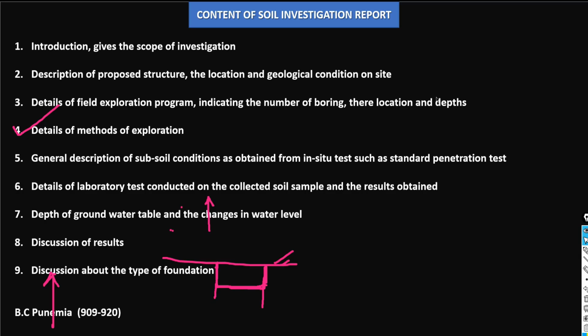Then the methods they are going to implement for knowing the properties of the soil: whether they are going to perform just field investigation, or laboratory testing as well. All the methods of exploration will be given. After performing the tests, they will give the final report: the properties of the soil and the bearing capacities they are getting. Basic values will be given. The calculations will also be present, water levels and water level definition will be there, and then the final discussion of the results.